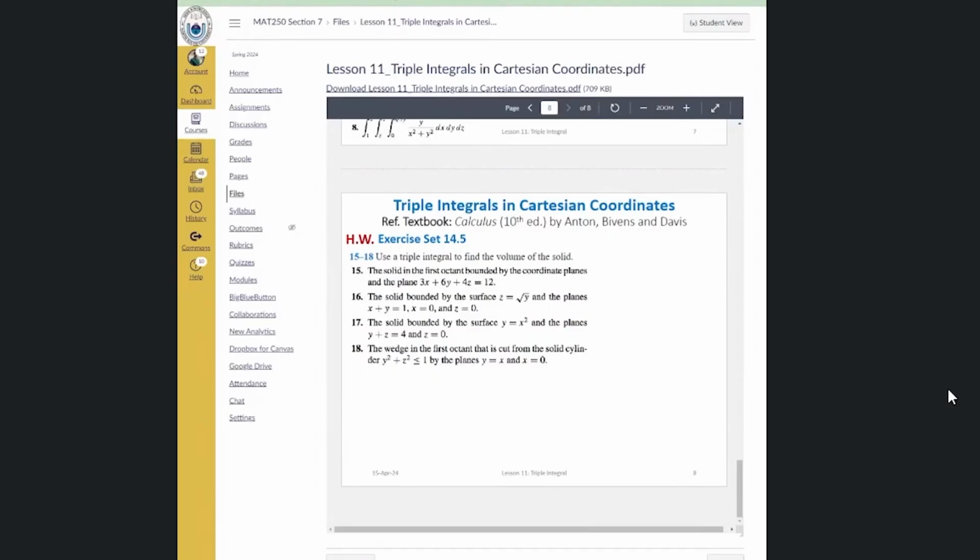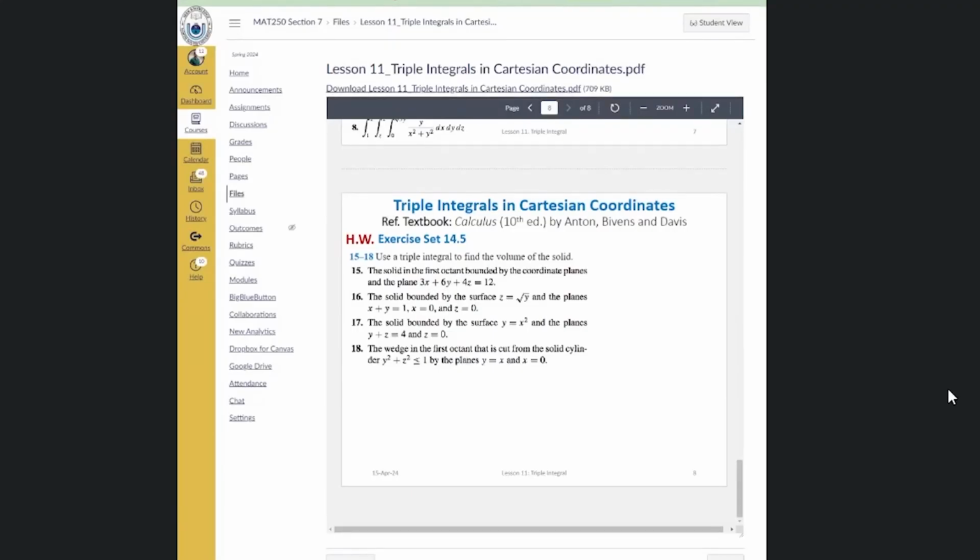Okay, so look at the first problem. The first one is easy to handle. The solid in the first octant bounded by the coordinate planes and the plane 3x plus 6y plus 4z equals 12. We need to imagine which region's volume should be evaluated, the region bounded by this plane and the coordinate planes.